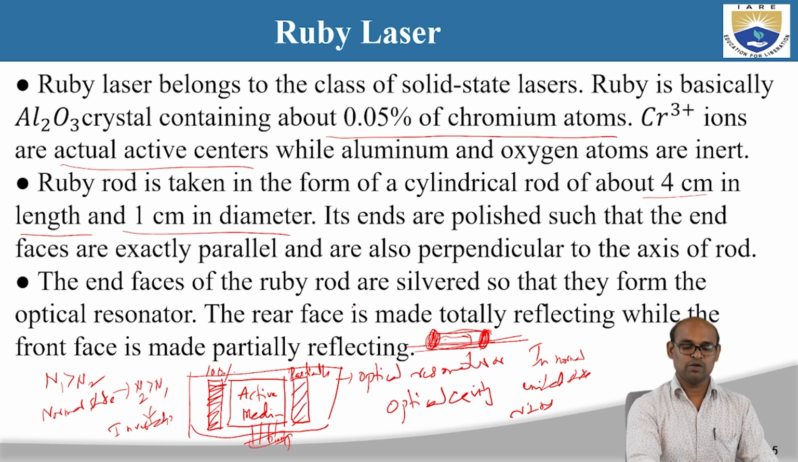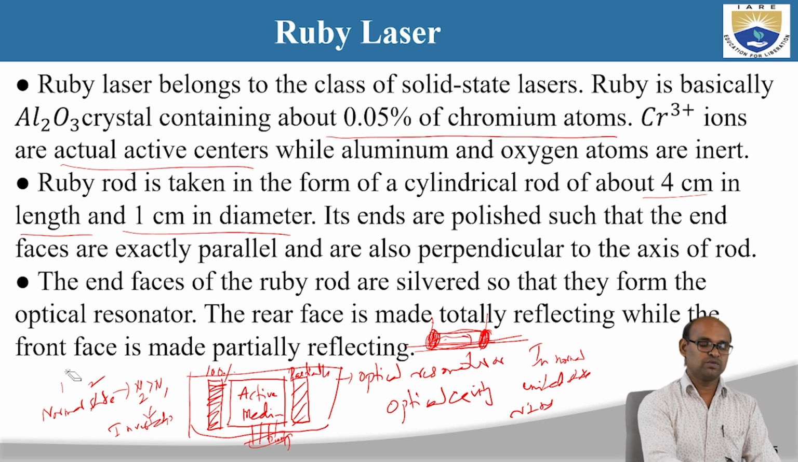The end faces of the ruby rod are silvered so that they form the optical resonator. The rear face is made totally reflecting, while the front face is made partially reflecting. So this one is 100% reflecting, and this one is partially reflecting. These faces are silvered such that they are going to act as an optical resonator.